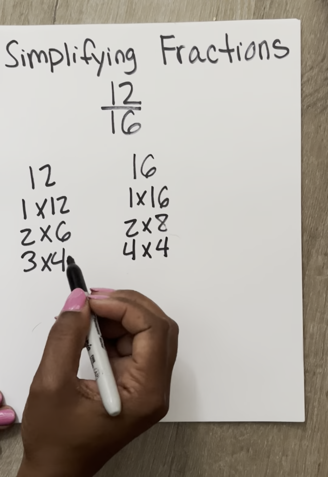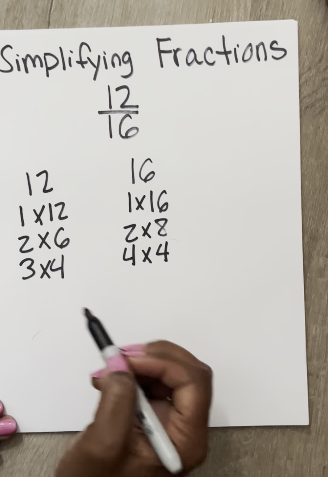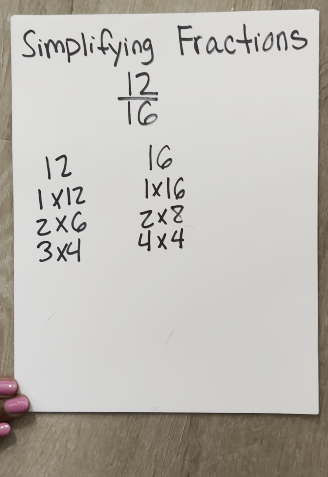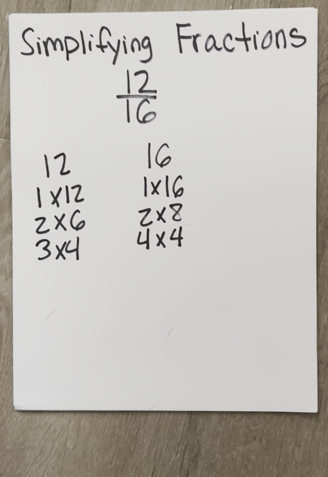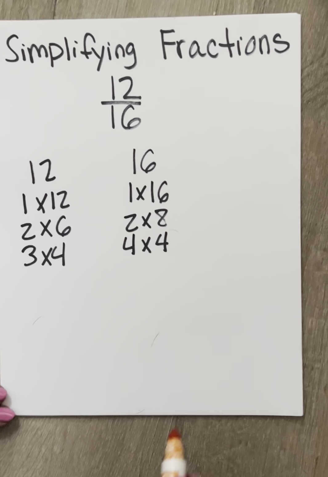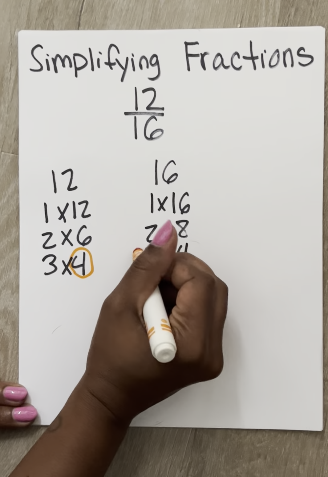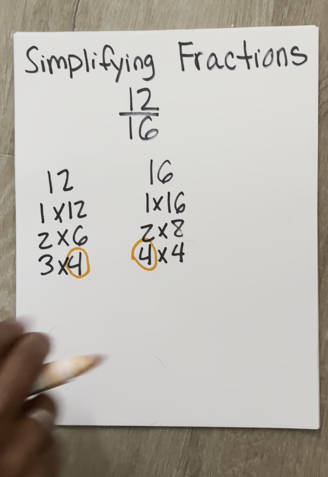So now that we have our factors of the numerator and the denominator, step 2 is to look for the greatest common factor. The greatest common factor would be 4. So students would circle 4.